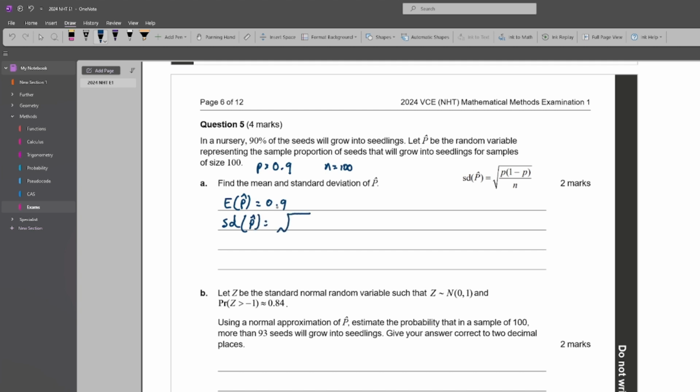So the square root of p, which is 0.9, I might express this as 9/10, and then times 1 minus p is 1/10, all over n, which is 100. So we get the square root. Now 9/10 times 1/10 is 9 on 100, all over 100. Square root of 9 is 3. Square root of 100 is 10, and then the square root of this 100 in the denominator is also 10. 3 over 10 times 10 is 3 over 100, or 0.03. Does that seem sensible? With p being 0.9 and n being 100, yes it does. Seems fine to me.